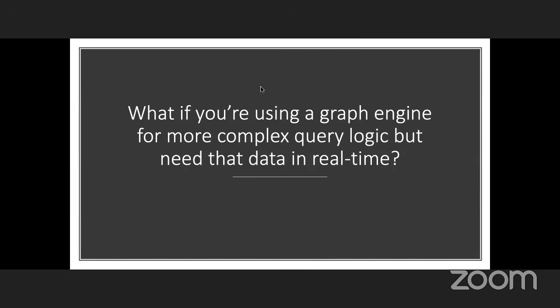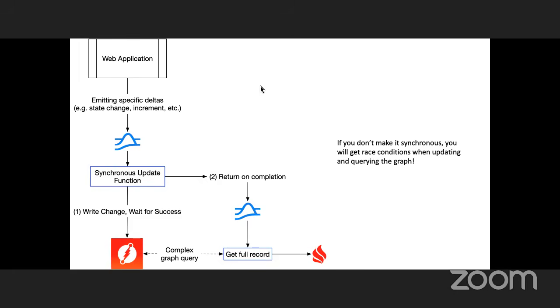Now, what if you're using a graph engine, right? You've got a more complex query, but you need to make sure that data can be available in real time. So what we're doing here is we're separating the caching layer from the transaction processing layer. In this case, we're using dgraph, which is ACID compliant.